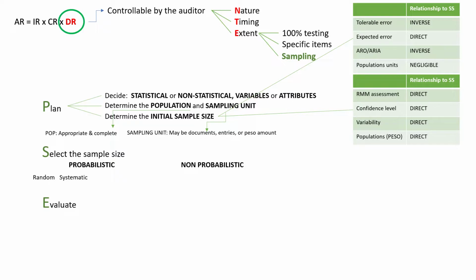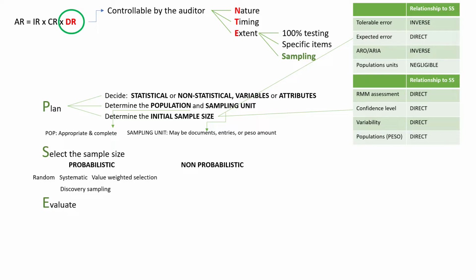Systematic selection is that which has an interval. Where you will have the population divided by the sample size, that becomes your sampling interval. You generally start with a random start and then every nth item. So for example, if your interval is 5, every fifth item becomes part of your sample. That's systematic selection. There is, of course, value weighted selection, which we know to be probability proportional to size. It uses the peso value as the sampling unit.